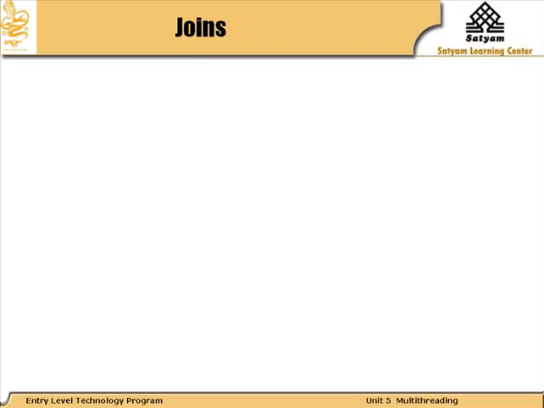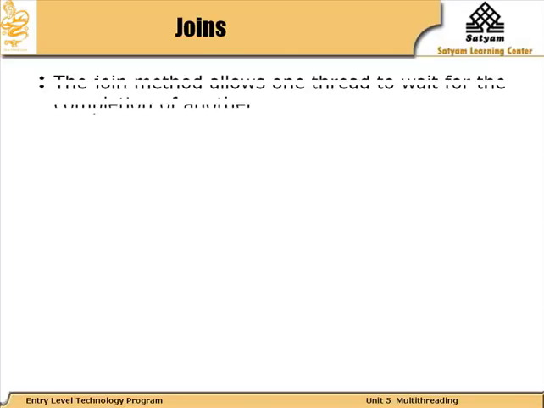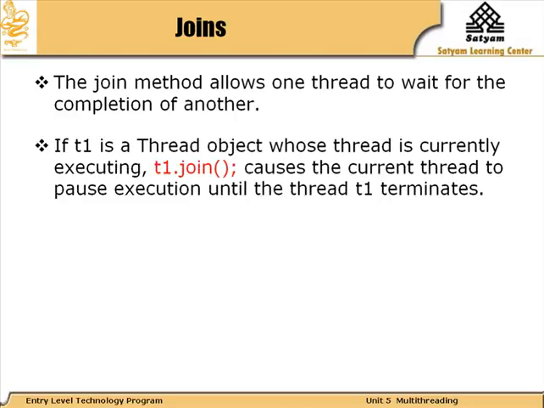Thread joins. Imagine a case where I have two threads T1 and T2, and I want to hold T1 until T2 is done with its execution. You can achieve this by using thread joins. The join method allows one thread to wait for the completion of the other. If T1 is a thread object whose thread is currently executing, T1.join causes the current thread to pause execution until the thread T1 terminates.